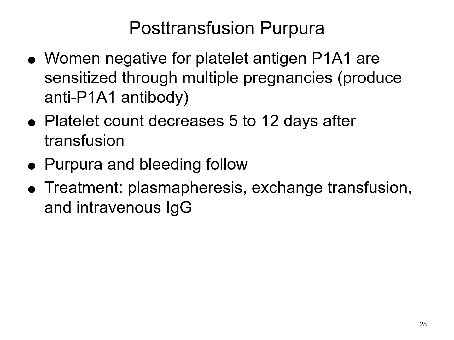Post-transfusion purpura. Women negative for platelet antigen P1A1 are sensitized through multiple pregnancies, and that will cause them to produce the anti-P1A1 antibody. Some of the signs and symptoms we see with this: the platelet count will start to decrease 5 to 12 days after the transfusion. Then you'll start seeing the purpura as well as some bleeding. To treat this, you can do plasmapheresis, exchange transfusion, or IV-IgG.